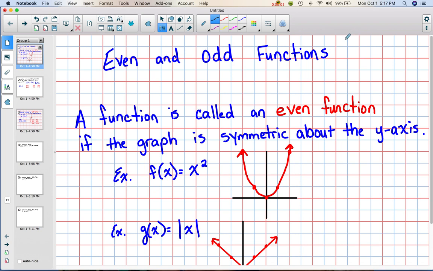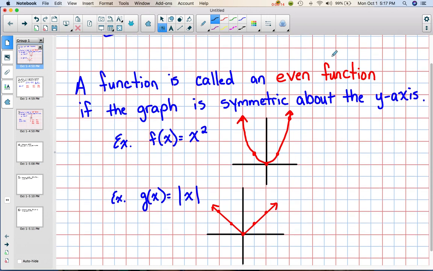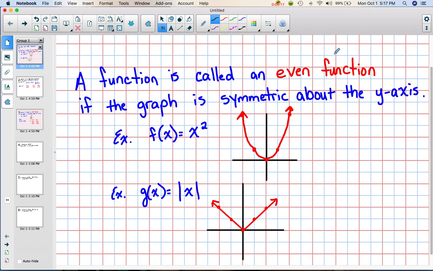Today I want to talk a little bit about even and odd functions. A function is called an even function if the graph is symmetric about the y-axis. And we're familiar with a couple of these functions that are going to satisfy this. f of x equals x squared, our parent graph for the parabola, is an even function. You can see that it has symmetry about the y-axis.